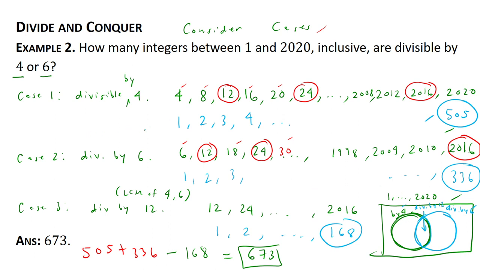Sige, nung binilang natin itong case 1, binilang natin sila lahat, yan ay 505. So that means ang nandito at nandito. So ulit, lahat kasi ng divisible by 4 ay ito. So kasama yung overlap sa 505. How about yung divisible by 6? Nung binilang natin yung divisible by 6, 336 silang lahat. So that means kasama dito at dito. Again, ito yung ating buong divisible by 6.